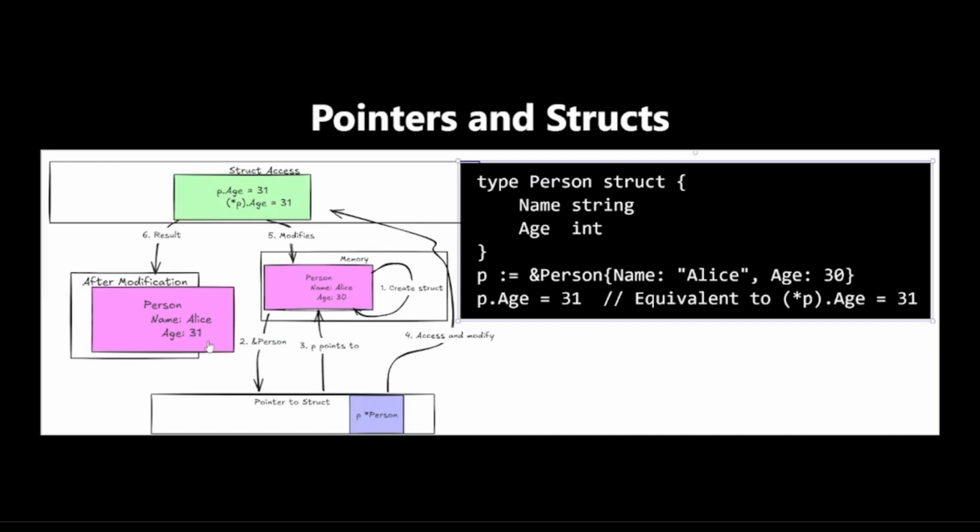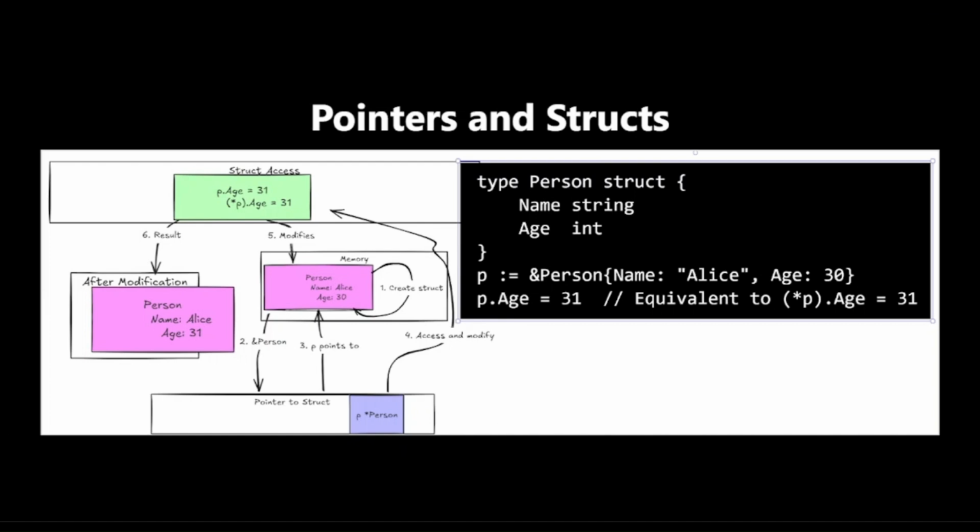This diagram illustrates a key feature of Go. When working with pointers to structs, Go allows us to use the dot notation, p.age, as if we were working with the struct directly, even though we are using a pointer. This makes our code cleaner and easier to read.